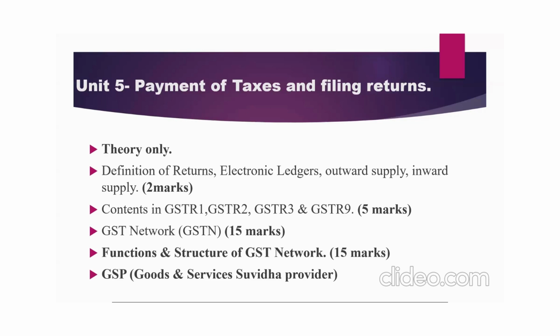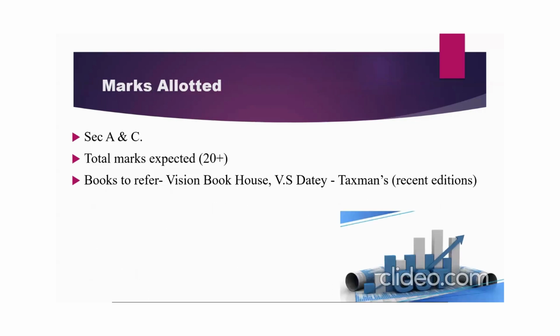Okay, so let us come to the marks allotted. As I told you, in section A and C you can expect most of the questions, whereas in section B very few topics can be asked, right? So you have to mainly concentrate on section A and section C. The maximum marks you can expect is 20 marks or 22 marks, including the 2 marks ones.